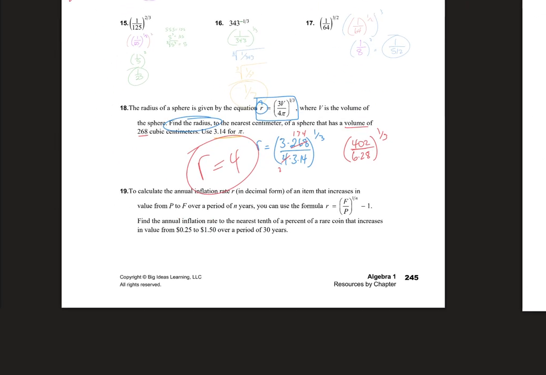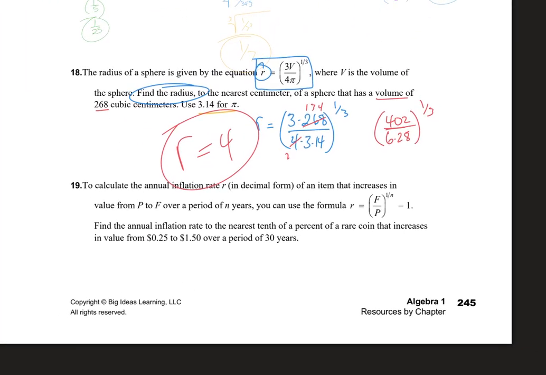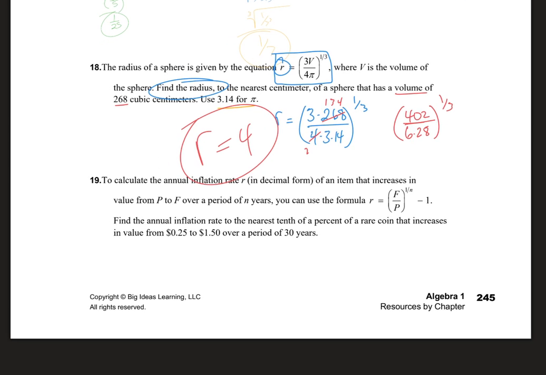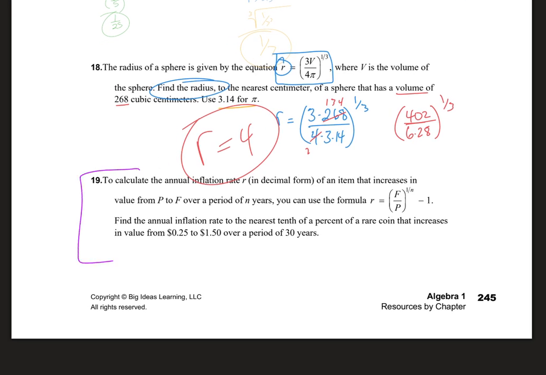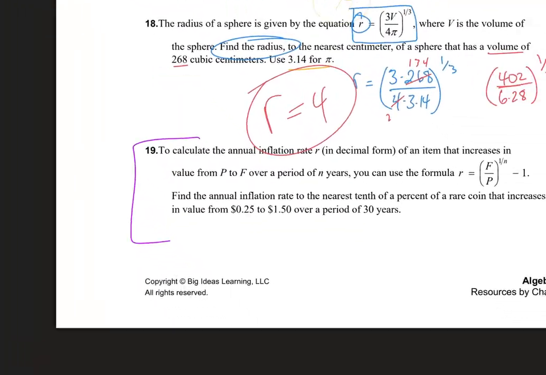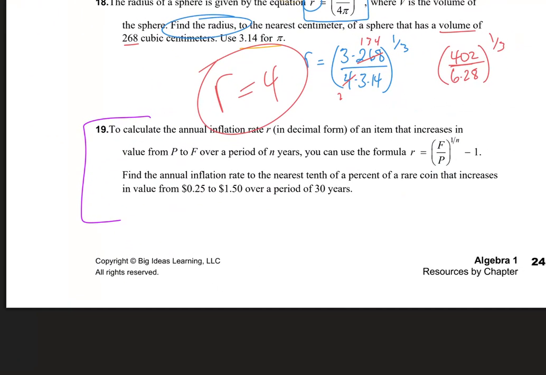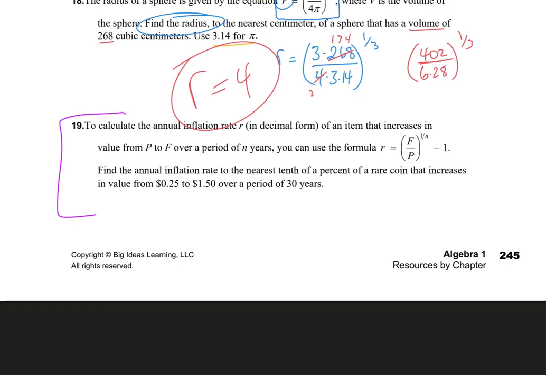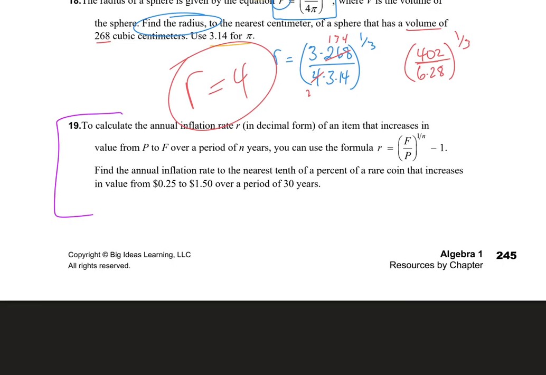Okay. To calculate annual inflation rate, R in decimal form, of an item that increases in value from P to F over a period of n years. This is one thing I like and hate about math, is we can do all of this stuff, and now we get some semi-application stuff. I don't know if this is real or not. Let's check it out though. So find the annual inflation rate to the nearest 0.1% of a rare coin that increases in value from $0.25 to $1.50.